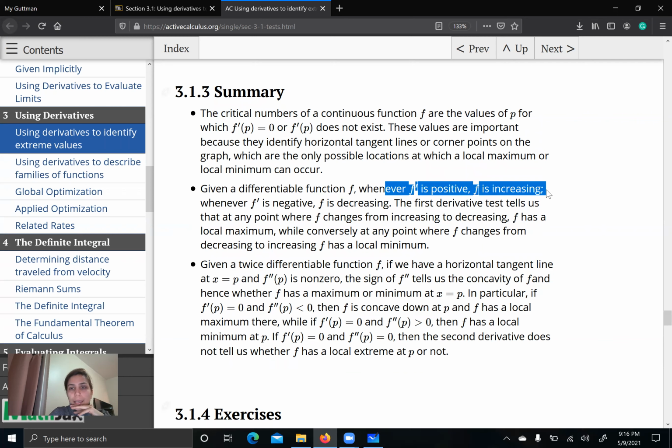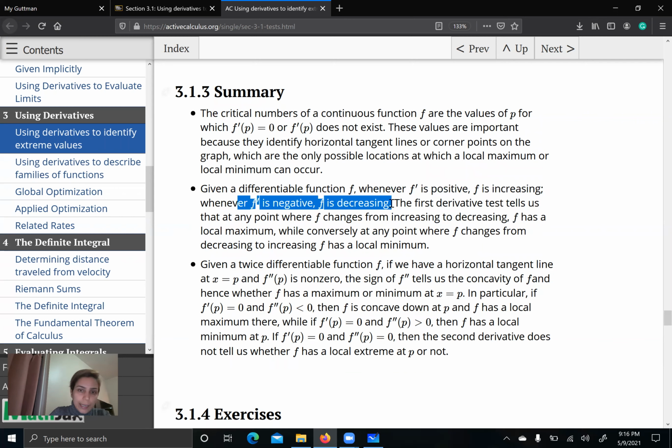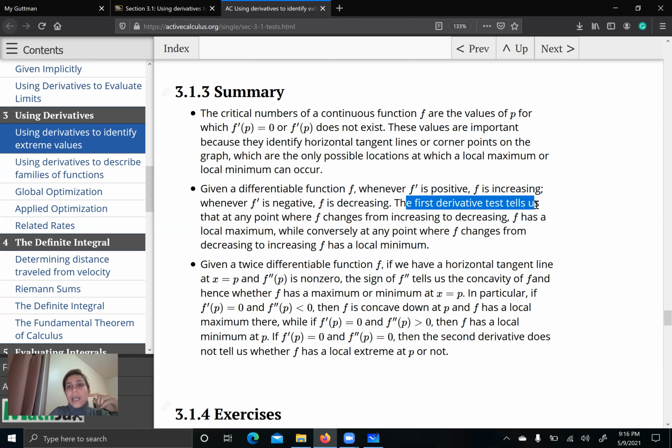Now, if f prime is positive, then f is increasing. If the derivative is negative, then f is decreasing. That's obvious. But from here, we get the first derivative test result: you identify the critical values, then you look at the signs of the first derivative. If you have positive to negative, that's going to be a local max. If you have negative to positive, that's going to give you the local min.